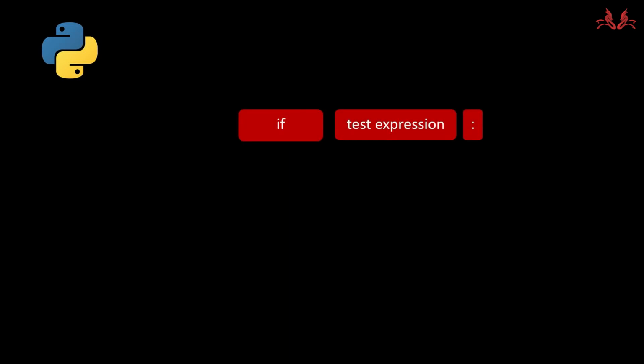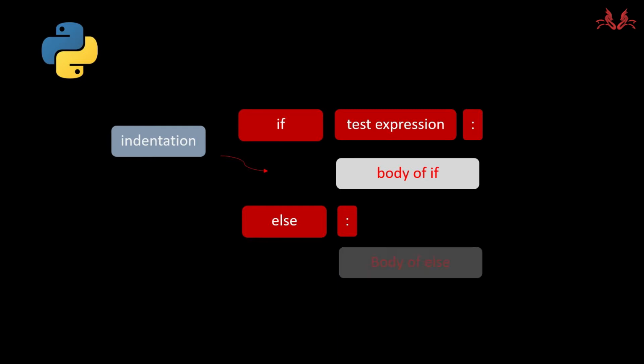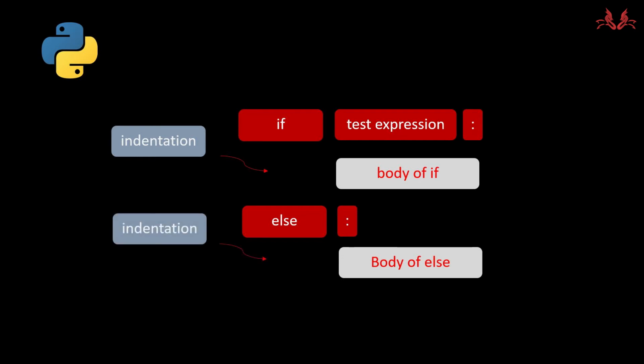At first we put the if, a test expression and a colon, and then we put the body of the if statements. Before the statements, it's noticed that we have to put the indentation. And then we put the else and the colon, and after that there is the body of the else statements, and before the statements it has indentation too. So this is the structure of if-else, and this is the part of if and the part of else.